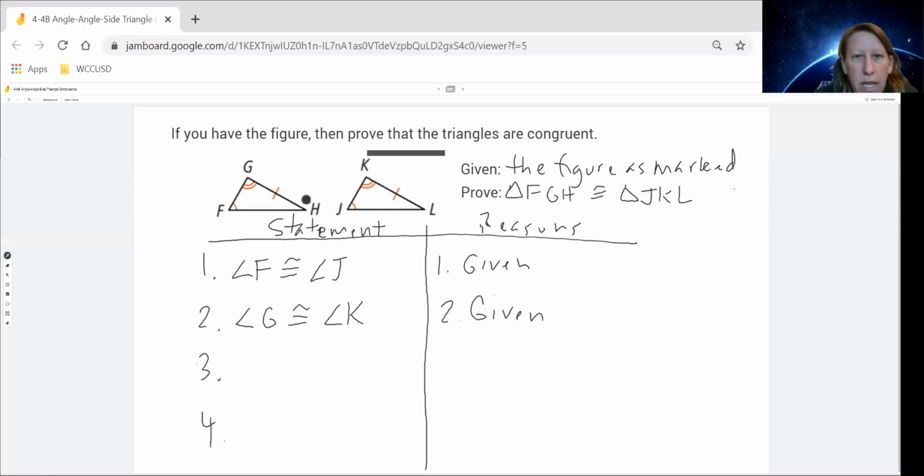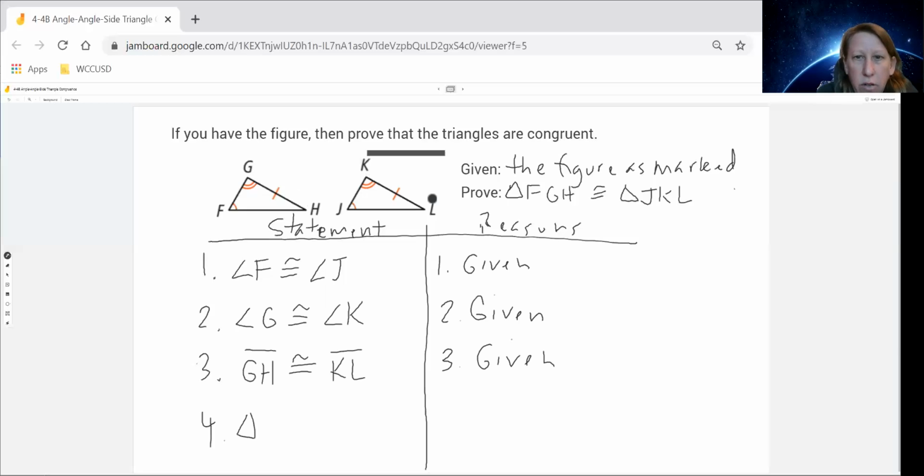Line segment FH has the same mark as line segment KL, but it's not included, right? I didn't list that second because if it was included, it would be FG and JK, but the marking is on line segment GH, and that matches up very nicely with line segment KL. That is also given. All right.